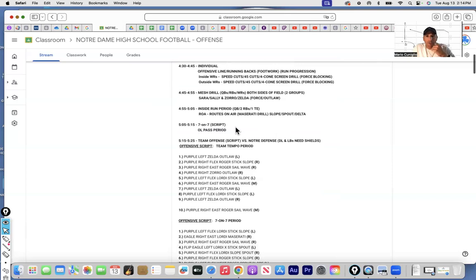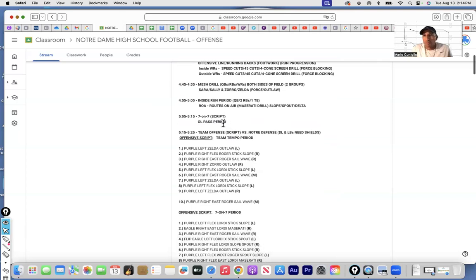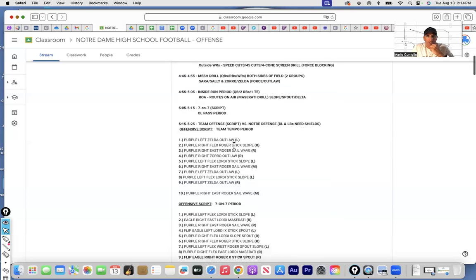And then from 5:05 to 5:15, we have a 7-on-7 period. And during that time, the offensive line will be with Coach Dom. You guys will be going through your pass protection stuff. It's a pass period. Wide receivers, quarterbacks, running backs. We're going to be doing a 7-on-7 against our defense. And the 7-on-7 script is here that you guys can go ahead and look at it.